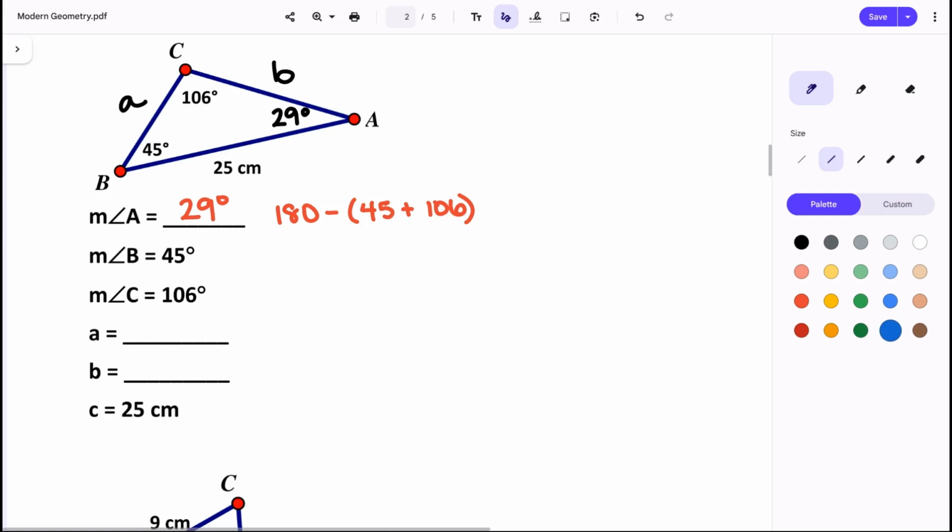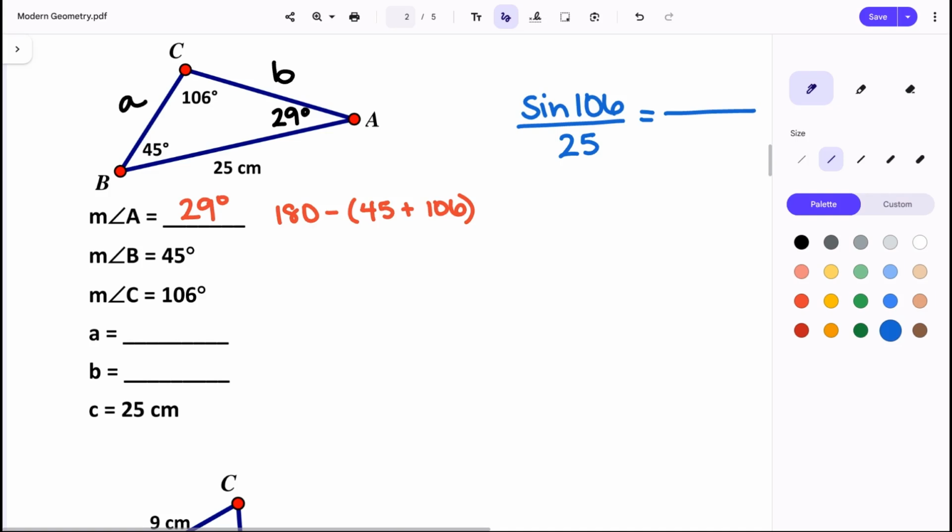Now let's think about how we could use law of sines here. When you're using law of sines, I would suggest that you always try to figure out a side and an angle that you for sure know are directly across each other and use that. Because the C is given to you and the side c, I would use the 106 and the 25. So I'm going to write sine of 106 over 25. Okay, we're going to set this equal to another ratio.